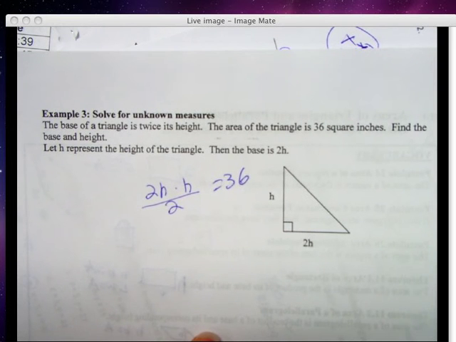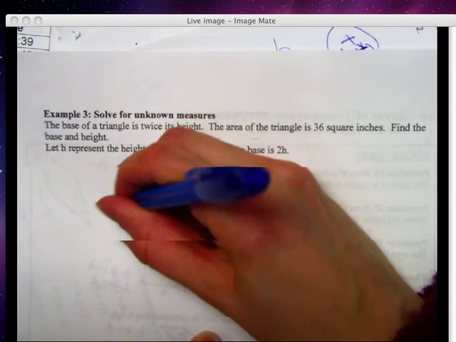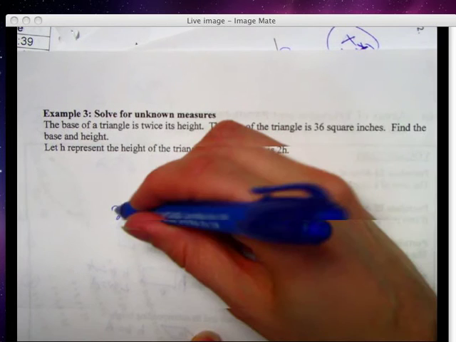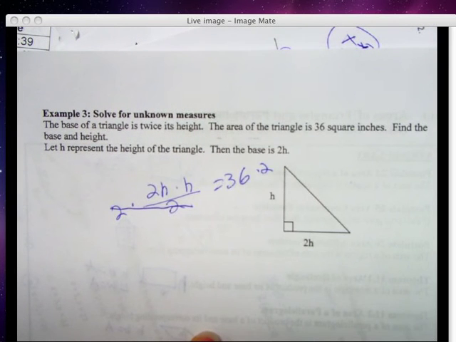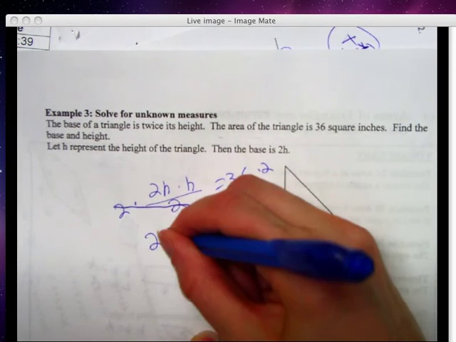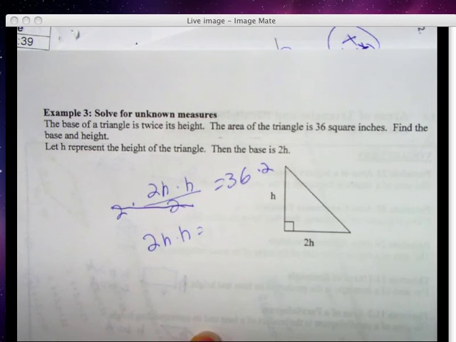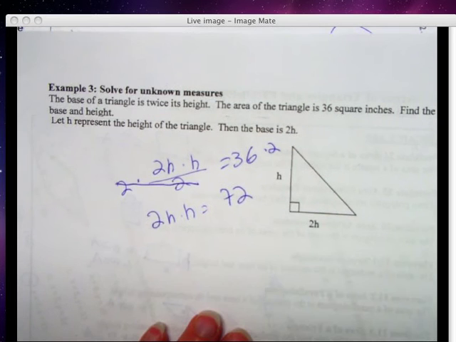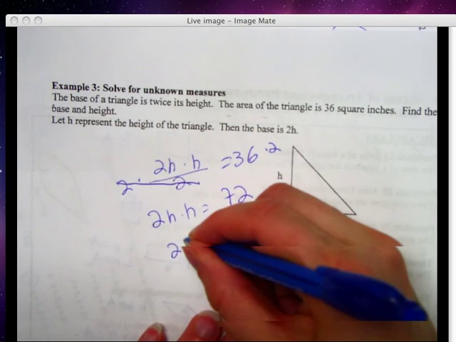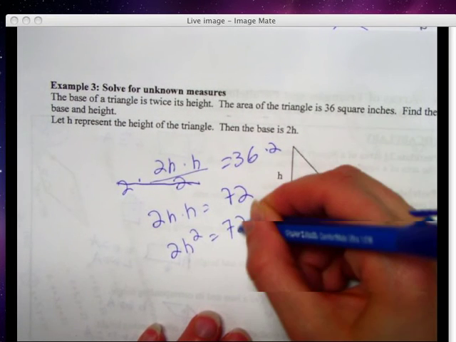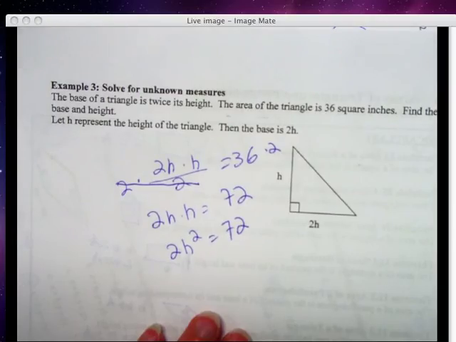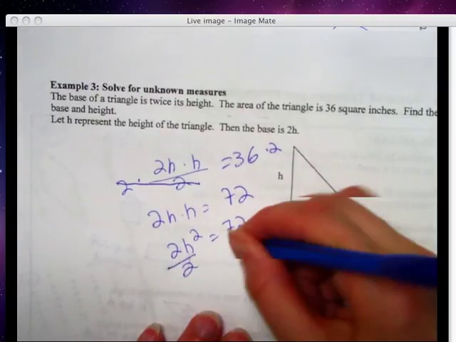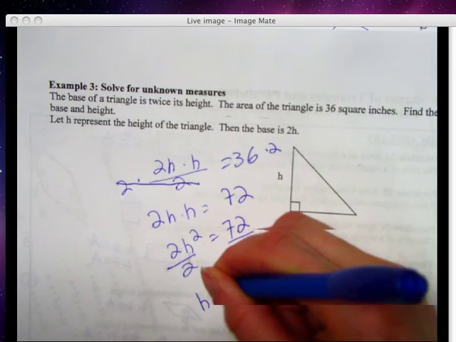So let's first get rid of that 2 on the bottom, so we're going to multiply both sides by 2. Remember, when that happens, those 2 cancel. And we get 2h times h equals, what's 36 times 2? What's h times h? 2h squared equals 72. How do I get rid of that 2? Divide. H squared equals 36.